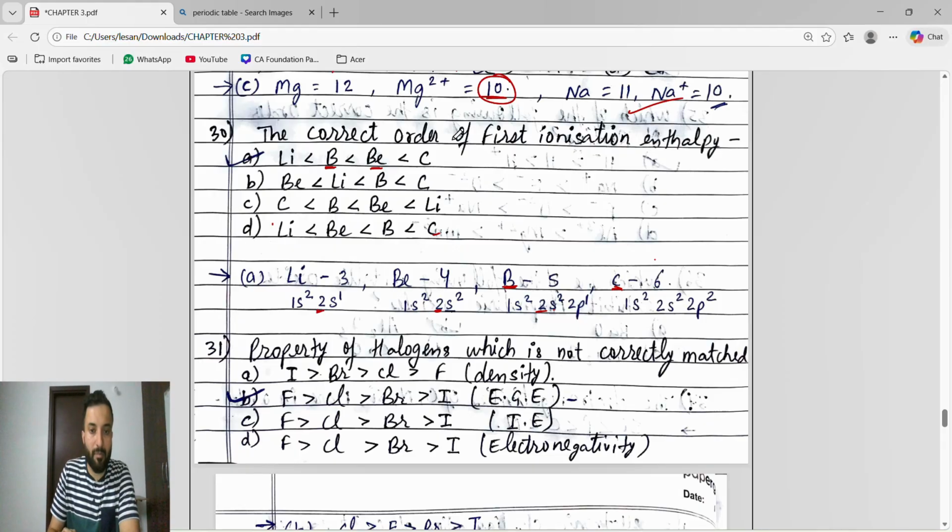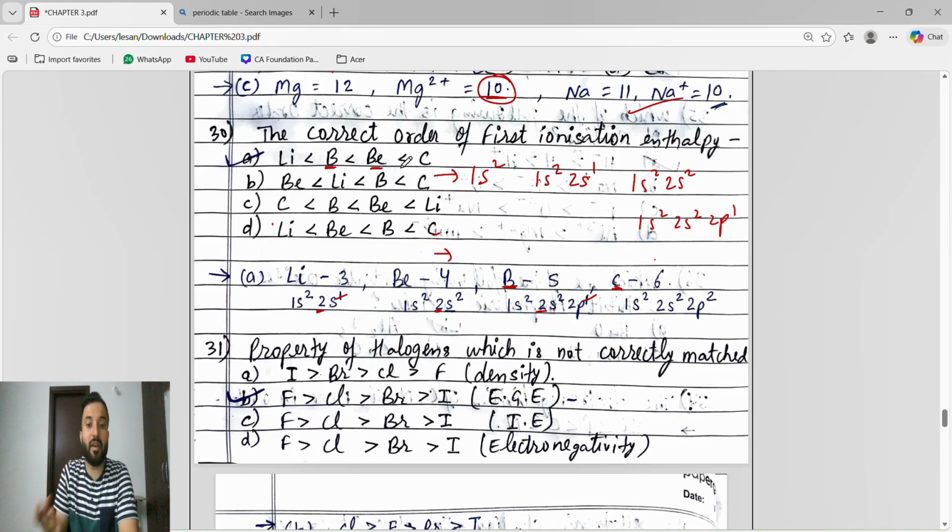So first ionization enthalpy means, see, for lithium what will happen, it will become 1s2 because I remove this one electron. After first ionization enthalpy, lithium is 1s2. After first ionization enthalpy, beryllium is 1s2, I remove one electron, that is 2s1. After first ionization enthalpy, boron is 1s2, 2s2, I remove this one electron. After first ionization enthalpy, carbon is 1s2, 2s2, 2p1. Now for finding the second ionization enthalpy, in the first ionization enthalpy we get to know this.